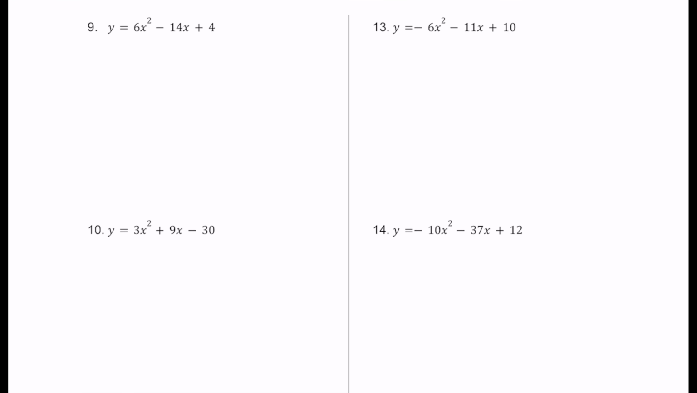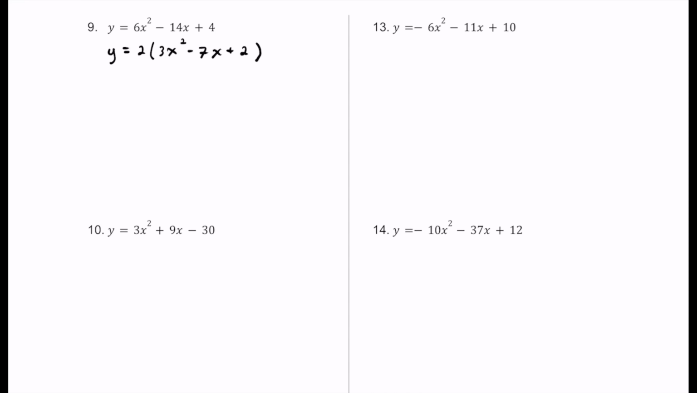Alrighty, for number 9, let's see what's going on here. We have y is equal to 6x squared minus 14x plus 4. So actually for this one, what you want to notice right away is that they all have a factor of 2. So if I were you, I would go ahead and factor out the GCF of 2, so that we're left with 3x squared minus 7x plus 2.